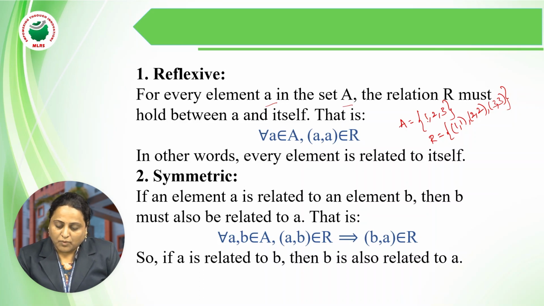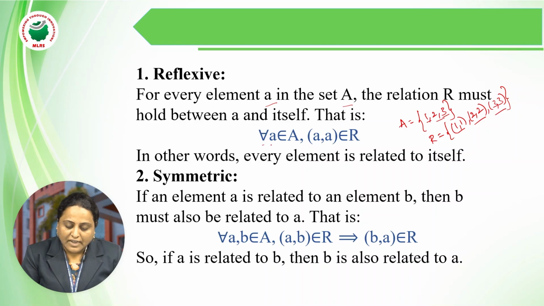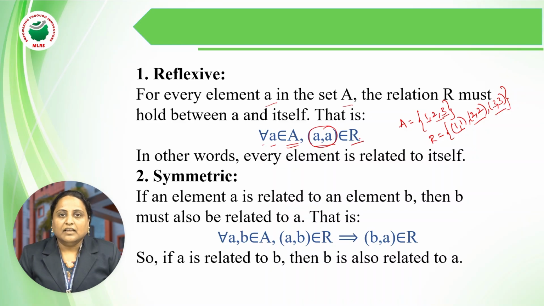Here you can see 1 is related to itself, (1,1), 2 is related to itself, (2,2), and similarly 3 is related to itself. That is, for every element that belongs to the given set A, the ordered pair in the form (A,A) should belong to the given relation. Only then is it known as a reflexive relation or reflexive property. Next, let us go to the next property, that is symmetric.